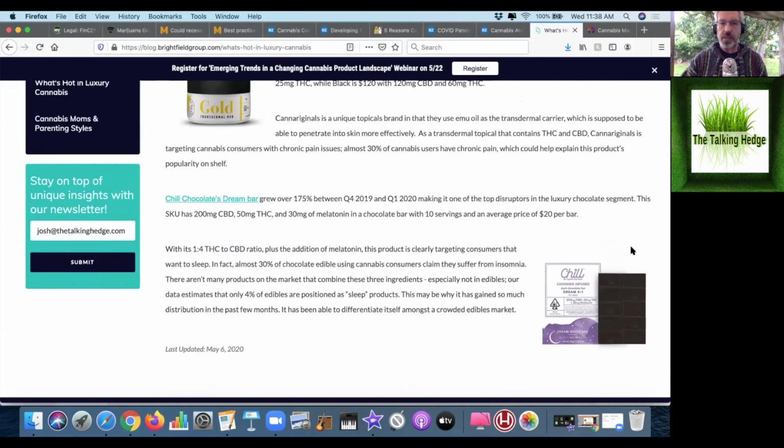It grew over 175% between the fourth quarter of 2019 and the first quarter of 2020, making it one of the top disruptors in the luxury chocolate segment. The SKU has 200 milligrams of CBD, 50 milligrams THC, and 30 milligrams of melatonin. It has 10 servings, priced at $20 per bar. That's interesting. I haven't seen too many that have melatonin in it, but it has a 1:4 THC to CBD ratio, plus that additional melatonin. It makes it a pretty good target for consumers who want to sleep.